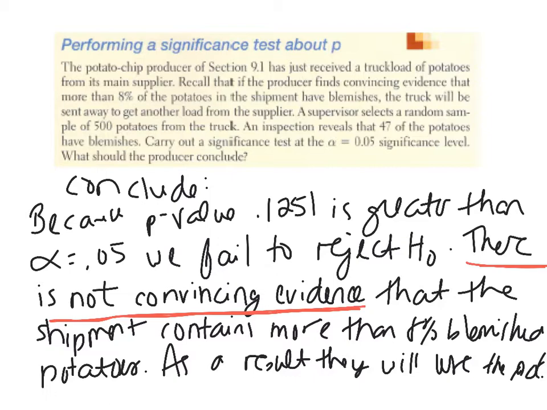If you state that there is not convincing evidence that the shipment contains more than 8% blemishes, that does not mean that you think that the null hypothesis is true. It just means that you couldn't find enough evidence to kick it out. Okay, so make sure you don't do that.